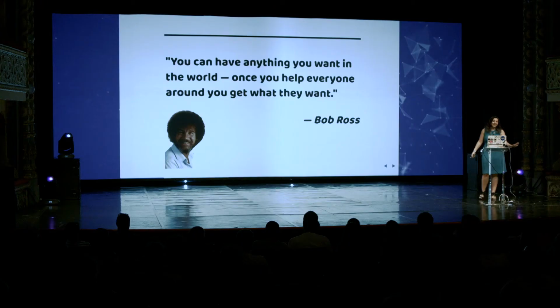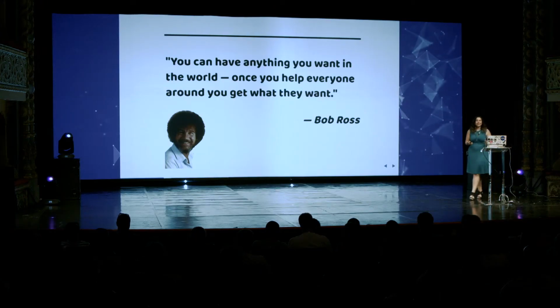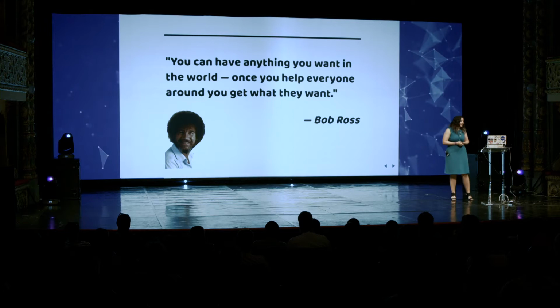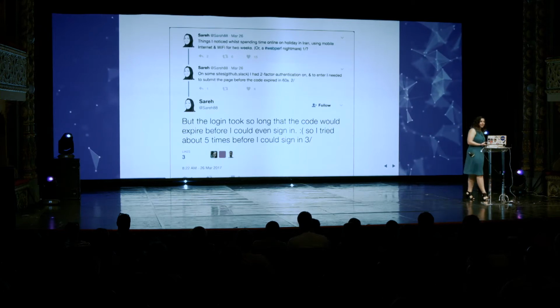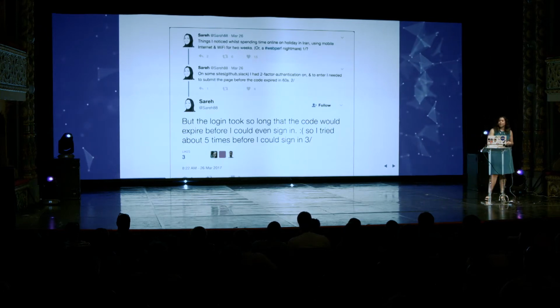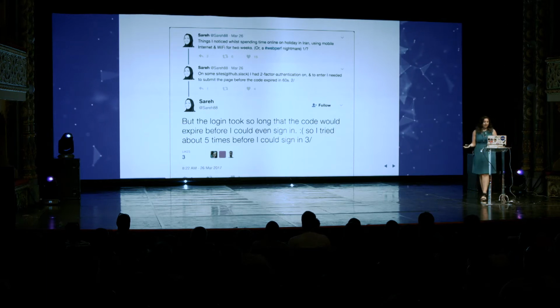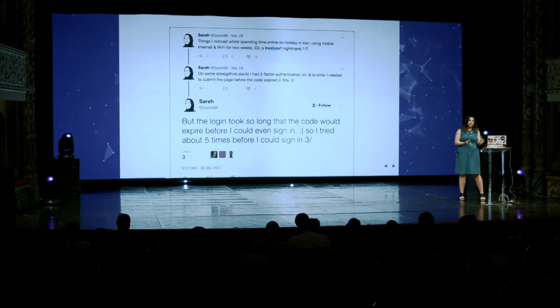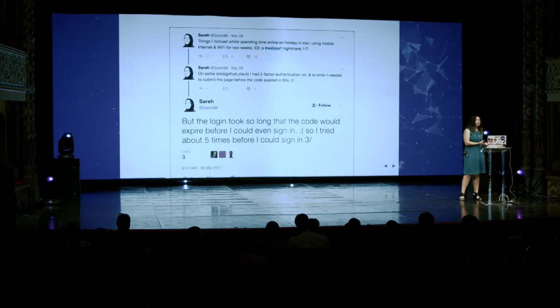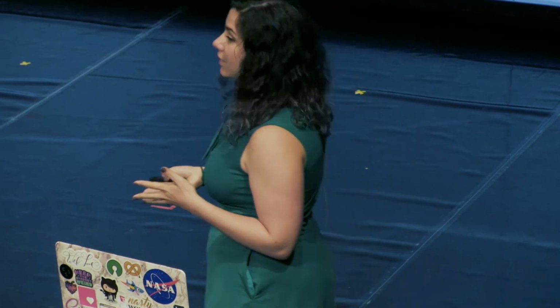Back to Bob Ross. You can have anything you want in the world once you help everyone around you get what they want. So I have a friend, her name is Sari, a London-based developer, who recently went on holiday to Iran. And due to less speedy connections than she's used to, along with a timeout, because you had to enter a verification login, she couldn't even log in to GitHub or to Slack. So how can you even get work done if you can't even log into systems that you have to use to work? This is a massive problem.